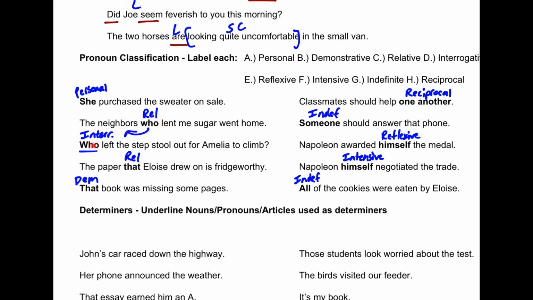The interrogative pronouns ask questions having to do with what or who. The demonstrative pronouns are like this, that, these, and those. There's only two reciprocal pronouns, one another and each other. And reflexive and intensive pronouns always end in self, and they depend on how they're used. If it's functioning as the direct object, reflecting the action of the verb back onto the subject, that's reflexive. If it's intensifying the subject by emphasizing, that's intensive.